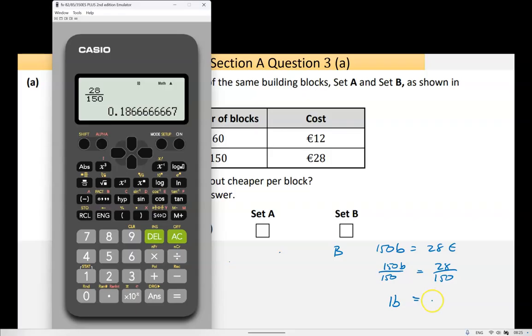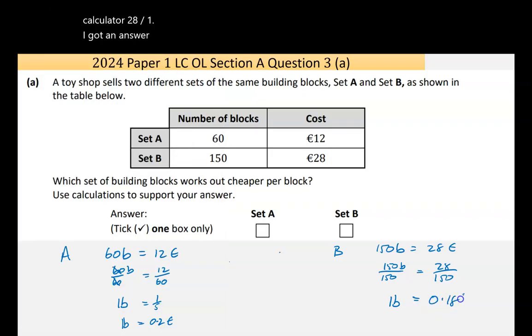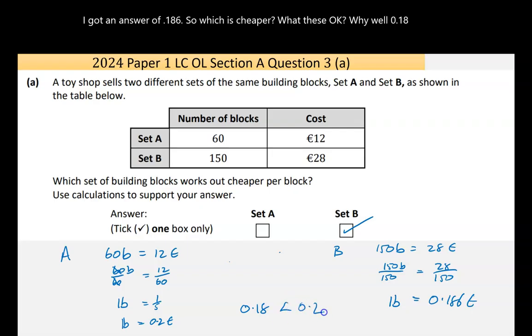I got an answer of 0.186 euro. So which is cheaper? Well, B is. Why? Well, 0.18 is less than 0.2. B is cheaper.